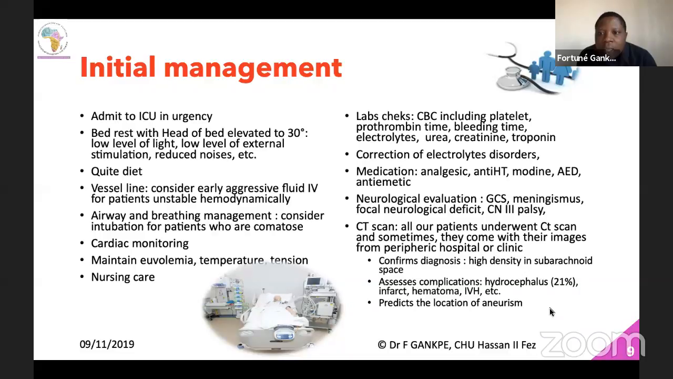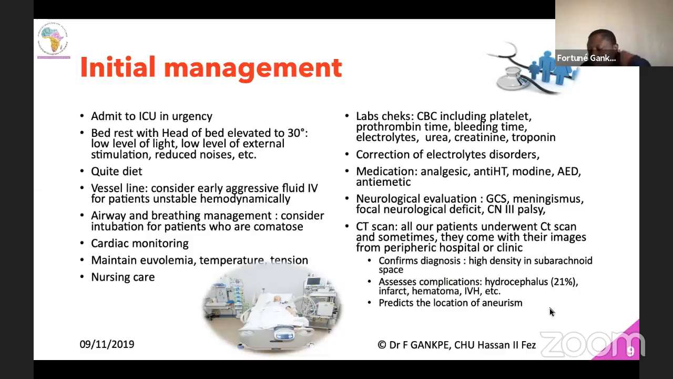including analgesic, antihypertensive, nimodipine, anti-epileptic drug, and anti-emetic. After that, you can perform the neurological exam to reveal the symptoms and the neurological grade, such as the Glasgow Coma Scale, meningismus, focal neurological deficit, cranial nerve 3 palsy. And after that, all patients should undergo a CT scan.